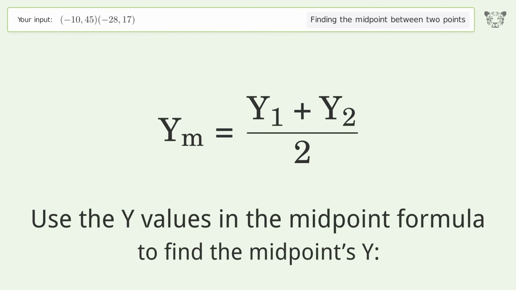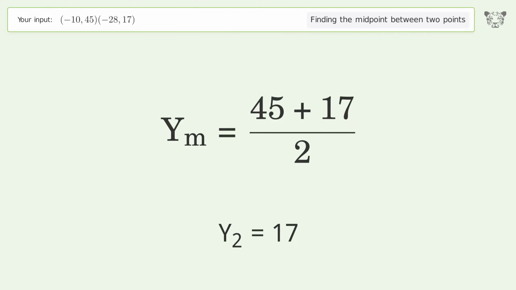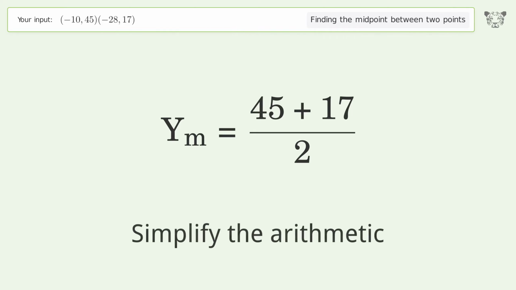Use the y values in the midpoint formula to find the midpoint's y. y1 equals 45. y2 equals 17. Simplify the arithmetic.